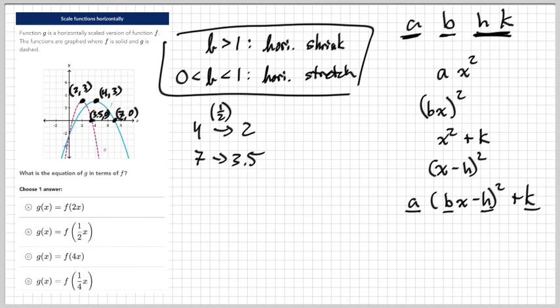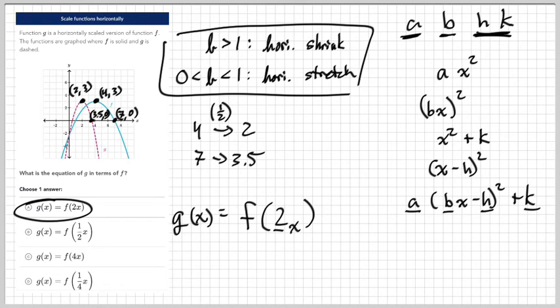Now remember how I said you had to think the inverse or the opposite when you're thinking about the b? So what we would do is write the inverse of the 1/2. And the inverse of the 1/2 is 2. And so that means our answer is going to be f of 2x. That's how you would write g as a function of f, or in terms of f. That's how they write it right here.